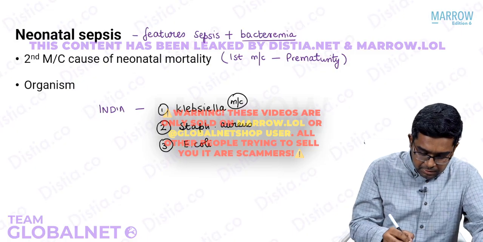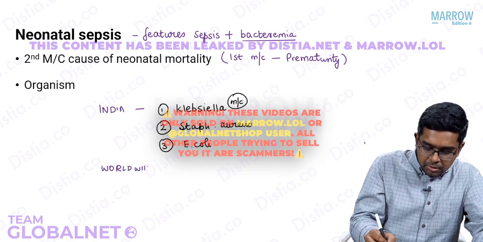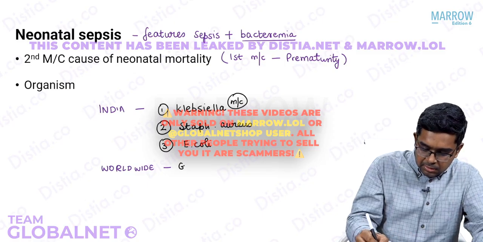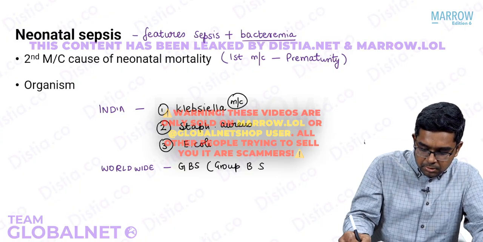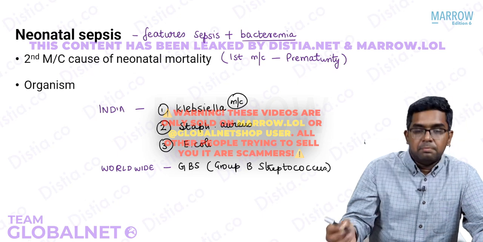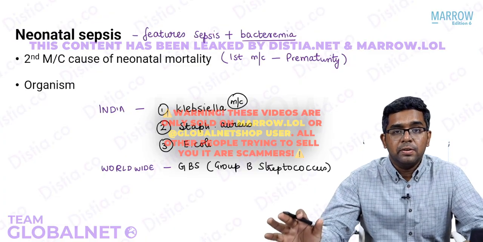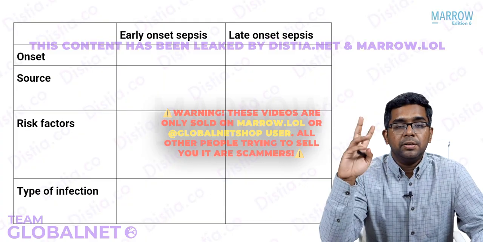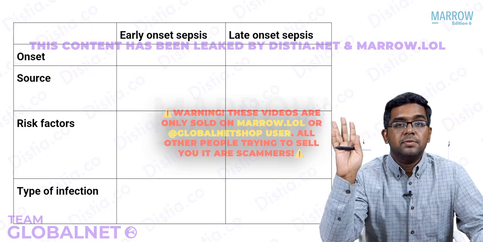Now, if the same question is asked about worldwide, what is the commonest organism? Then your answer is GBS. What is GBS? It is group B streptococci. That is the overall most common cause worldwide, whereas in India, it's always Klebsiella. Now, talking about neonatal sepsis, we divide it into two categories called early onset and late onset, depending on the onset of the infection.